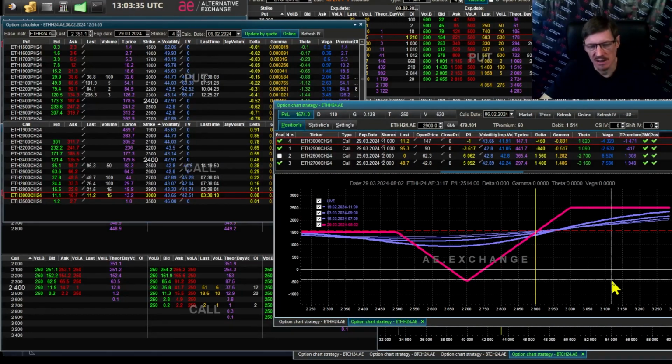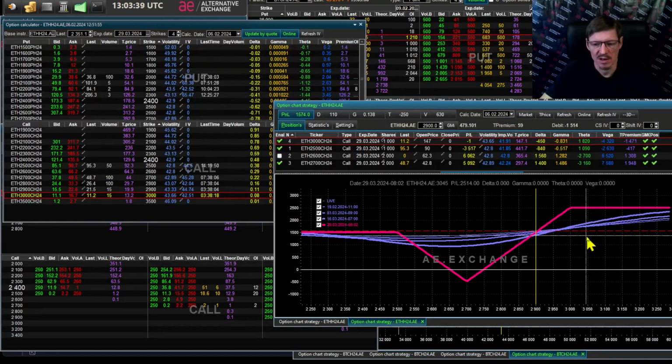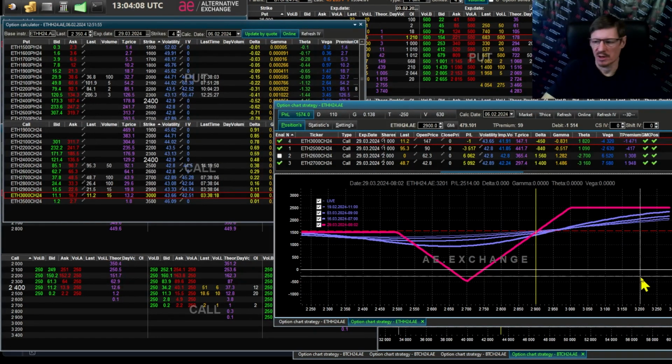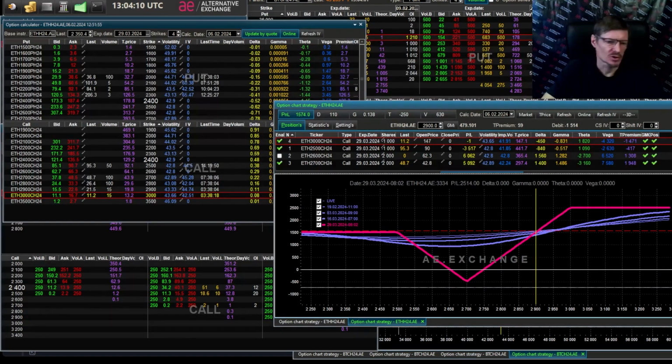So if the price move has already happened, you can use call options on the right to make a take profit. These are my thoughts on the back ratio spread.